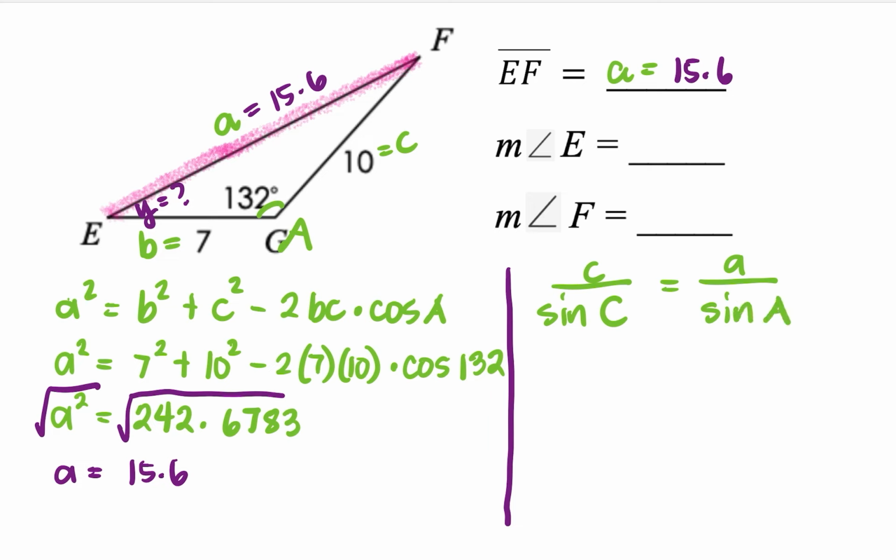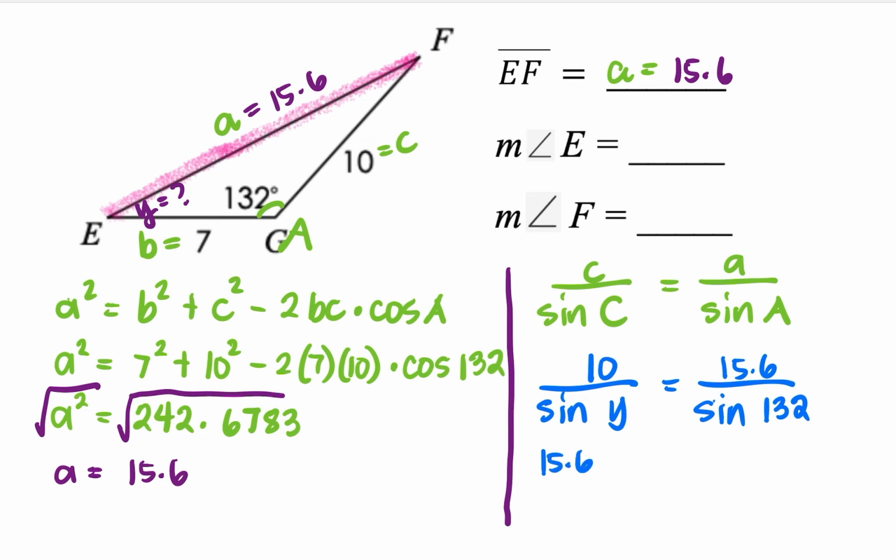Let's substitute the given. So we've got c, which is 10, over sine C. That C is my angle, which is the missing one, and I'm making it Y, equals a, which is 15.6, over sine A, and that's sine 132. Let's cross multiply. So that would be 15.6 sine Y equals 10 times sine 132.